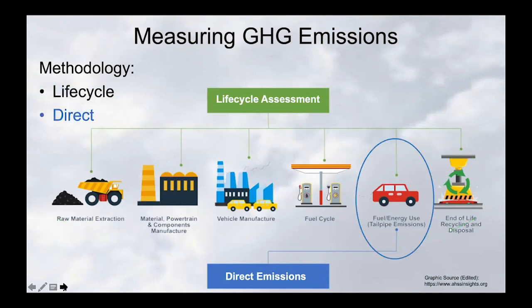The other method is what's called direct emission. That would be ignoring all of the rest of the stuff, and we're only looking at transportation. We would only measure the emissions from the tailpipes of those vehicles as they're driving on the roads.